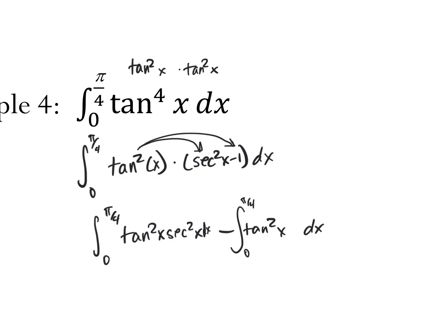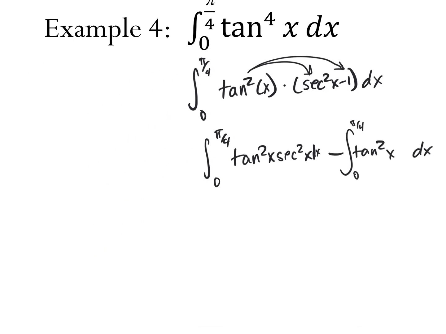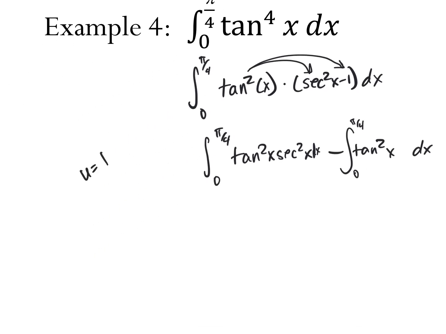Okay. But what do I also know? What's the derivative of tangent? Secant squared. Okay. That'd be good. So I'm going to let u equal tan x, so that du is equal to secant squared x dx. And for that first integral, this becomes u squared du.